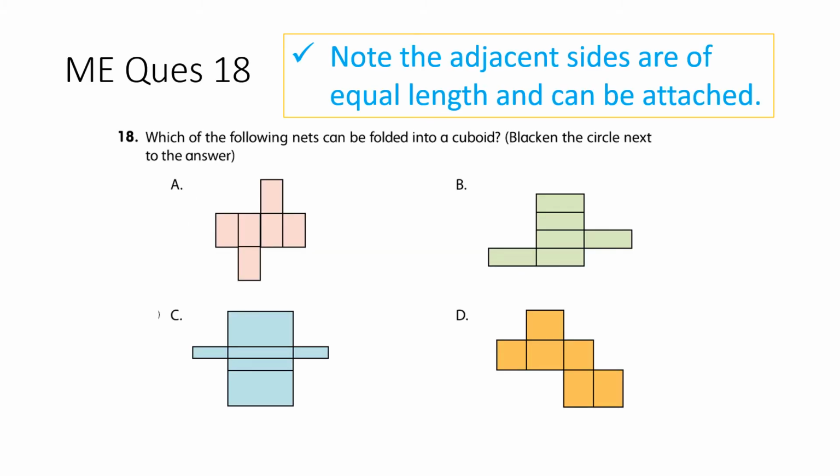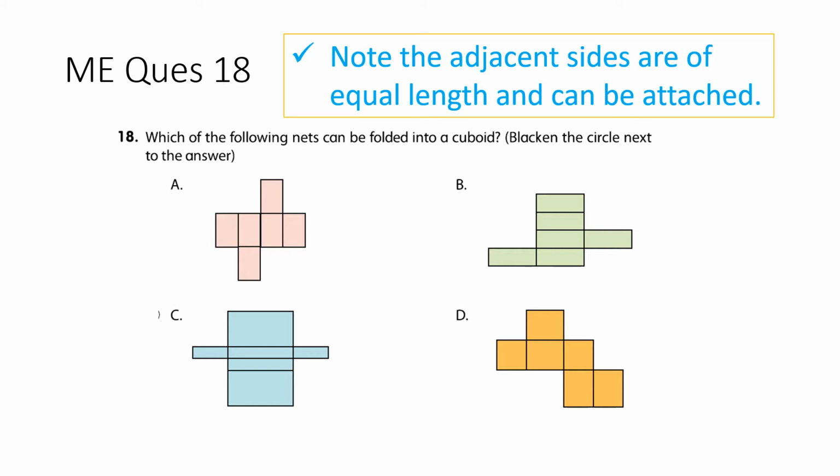So this is the question from ME Test 1, question 18. It asks you to find out which net can be folded into a cuboid. So when you are going to solve these kinds of problems, you can look at the adjacent sides. Are the adjacent sides equal in length? Can they be attached? So let's take A as an example.